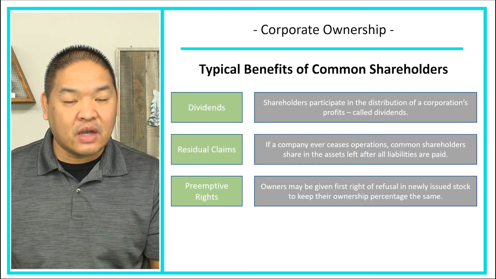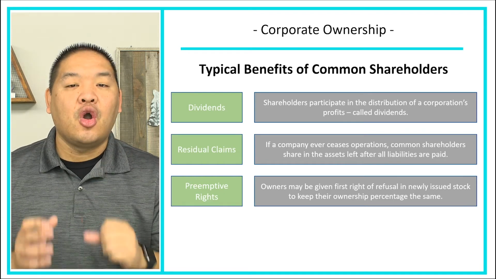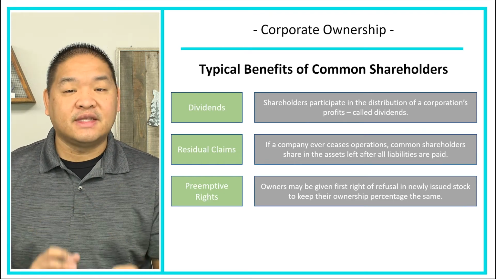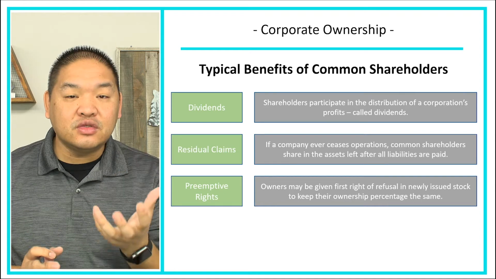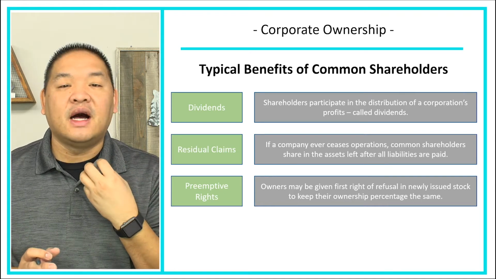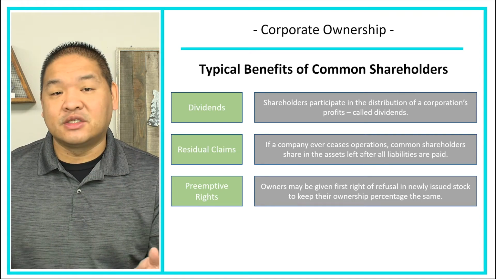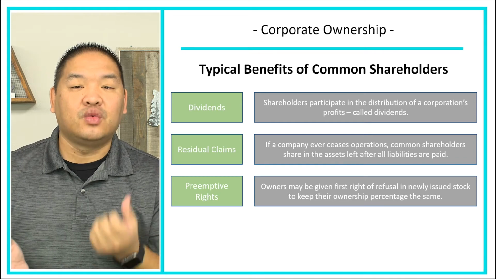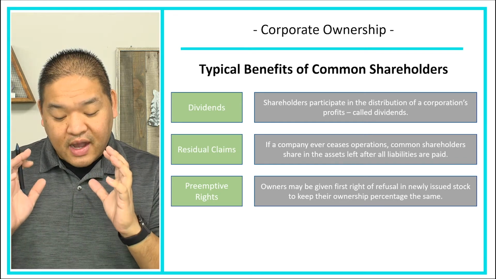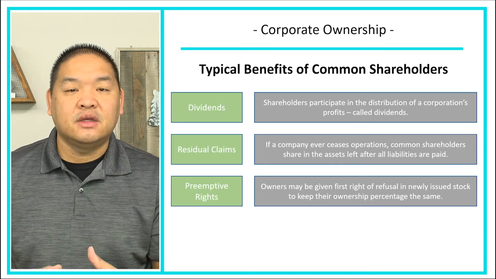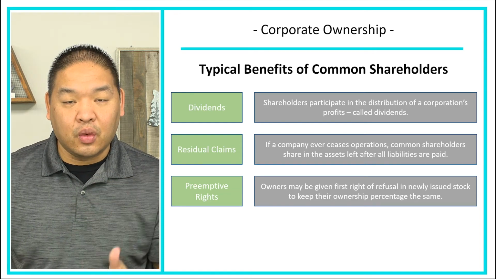You can say, yes, I will buy them so that I can keep my 15%, or no, go ahead and sell them, knowing that you're going to dilute your 15% to maybe 14% because they're going to sell more shares equivalent to 1% of your ownership. So this is a right that a common shareholder would get.